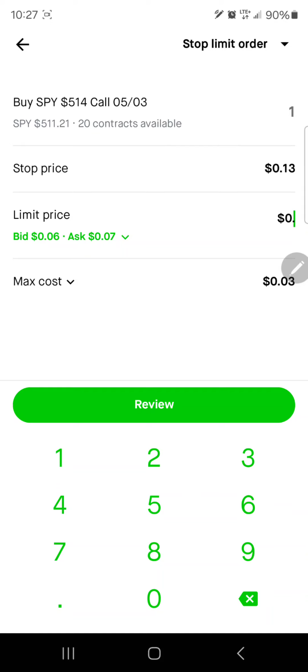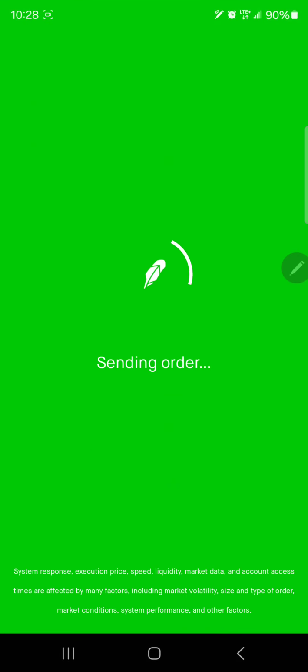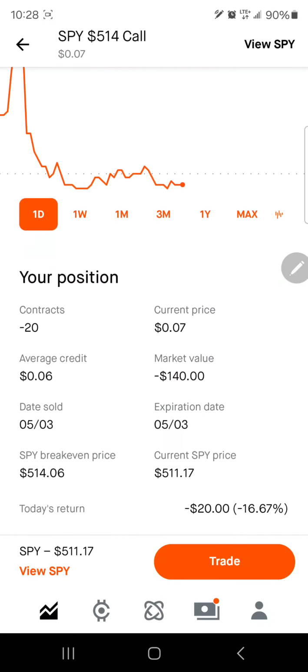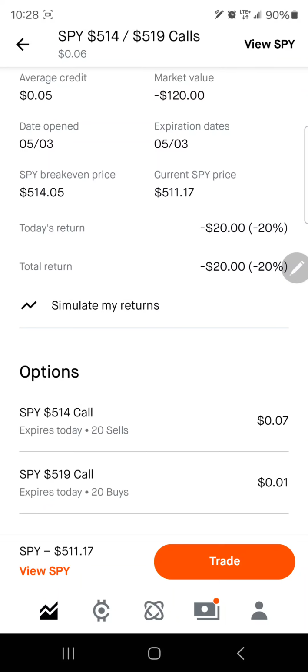Today, I'm watching the market. I'm willing to pay about the same. I don't really recommend this, but if you are watching and you know that 13 cents is probably pretty probable, then go ahead. So we're going to review that. We've got 20 contracts. We're going to bump that up. Remember, we got 20 of these. Review that. Swipe it up. Done.